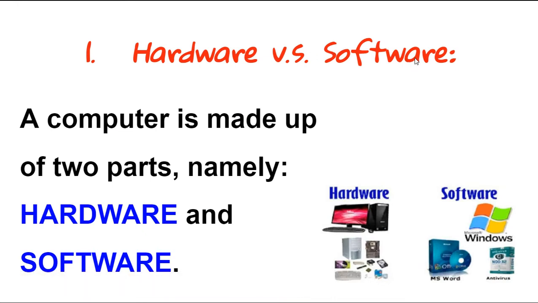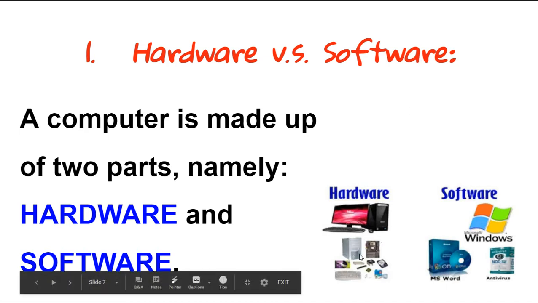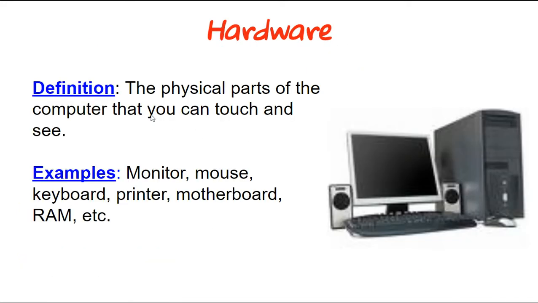So a computer is made up of two parts, namely hardware and software. If we look at the pictures, try and work out what is hardware and what is software. What is the difference? Okay. Hardware are the physical parts of the computer that you can touch and see. So when you walk into the computer lab at school, you will see computers. You'll see there are monitors, keyboards, mice, and desktop towers.